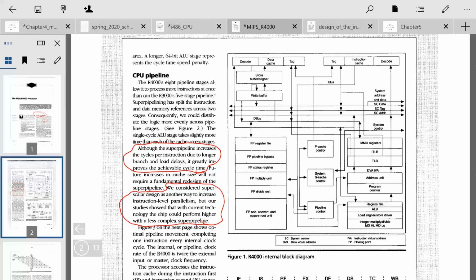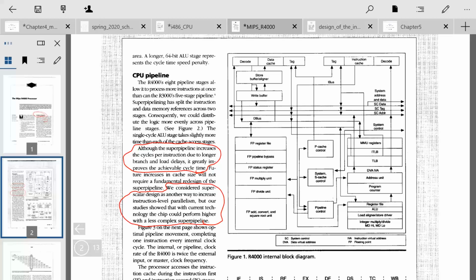I mentioned this term super pipelining, and we can see that the R4000 specifically references super pipelining right here. It says, although the super pipelining increases the cycles per instruction due to longer branch and load delays, it greatly improves the achievable cycle time. As I have mentioned in the past, one of the downsides to going with deeper pipelines is you have more data hazards and control hazards, and that's essentially what they're talking about here. So you have longer branch and load delays to deal with.